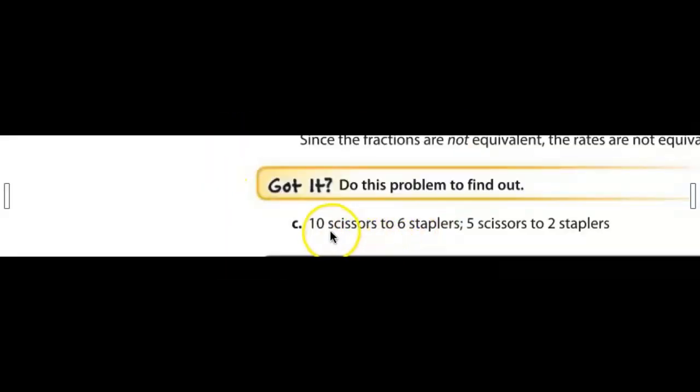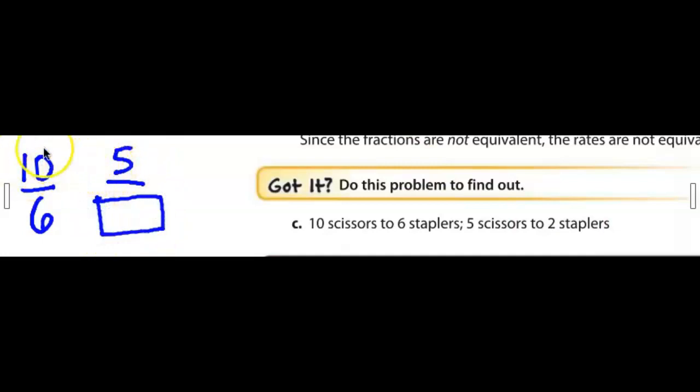Okay, we want to determine whether 10 scissors for every 6 staplers is the same rate as 5 scissors for every 2 staplers. So I'm going to go ahead and write the original ratio, and that's going to be 10 scissors for every 6 staplers. The second one is 5 scissors for every 2 staplers. So I'm going to put the number 5 on top, and then I'm going to see if the bottom is going to be equal. What do I do to the number 10? How do I scale it down to the number 5? That's going to involve division. So 10 divided by what number equals 5? Go ahead and answer that for me.